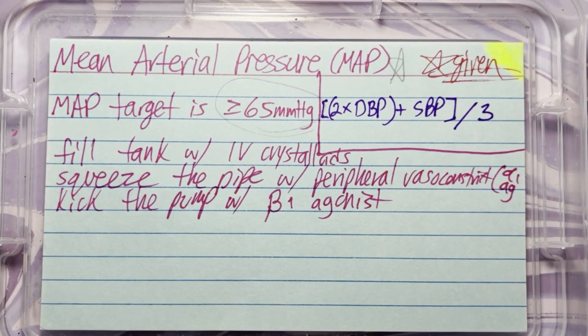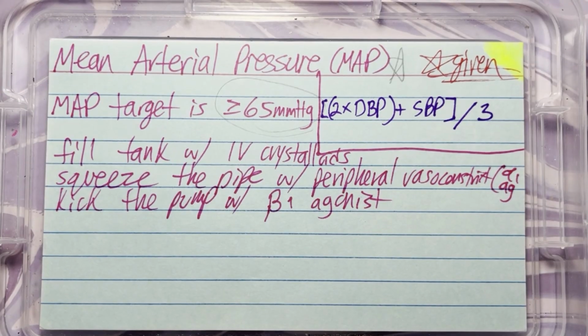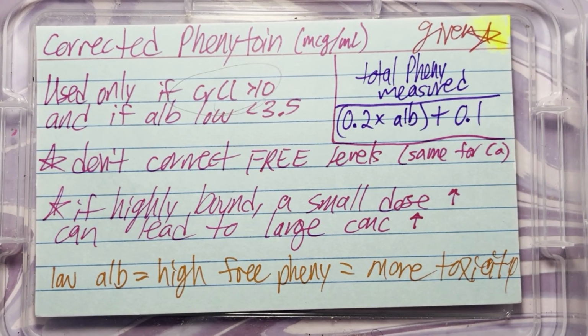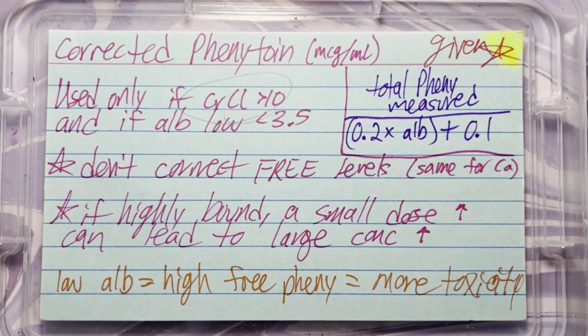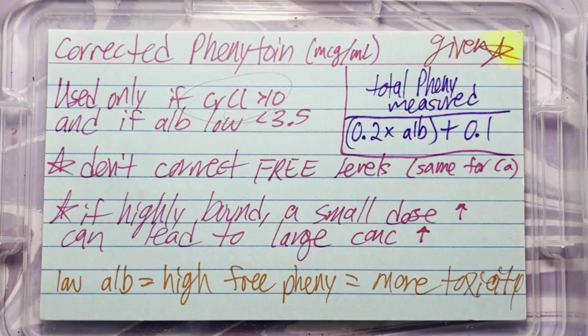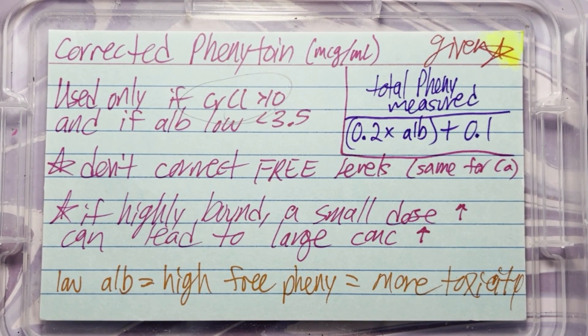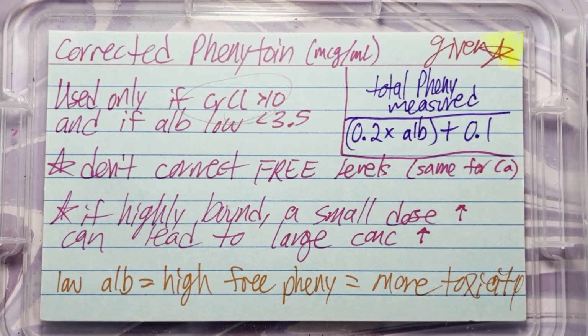Mean arterial pressure, you can look at that if you want. You can pause that. Corrected phenytoin, you can look at that if you want to. Pause it. I also want to let you guys know here too that you don't correct free levels of phenytoin. You only correct bound phenytoin, bound to albumin. Does that make sense? Same for calcium too, corrected calcium.